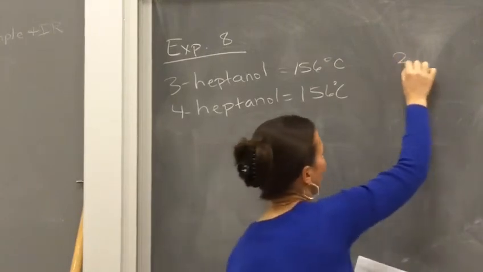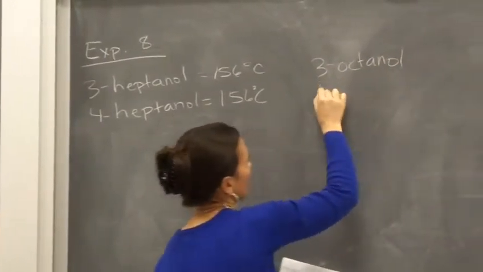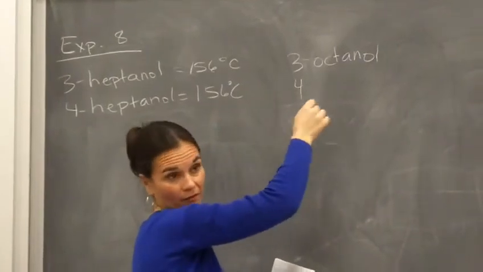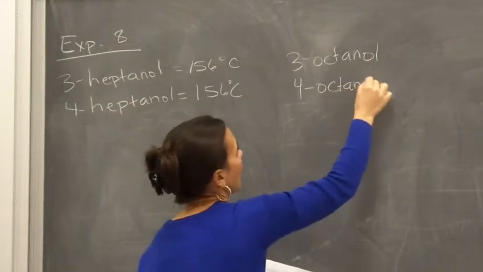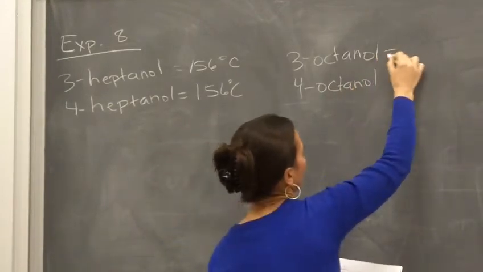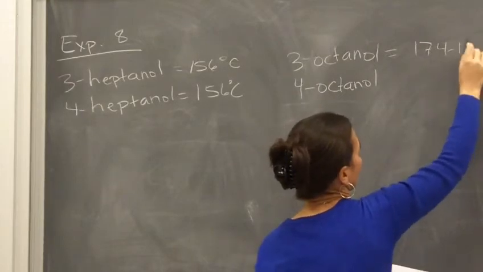And then your octanols, your 3 octanol and your 4 octanol. So in the end, you only made 4 different alcohols, even though you had a bunch of different combinations. The 3 and 4 octanols should be about 174 to 176 for their boiling point ranges.